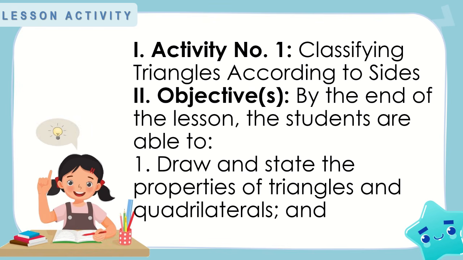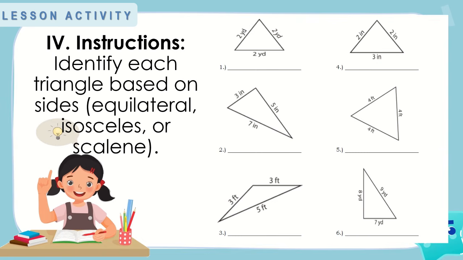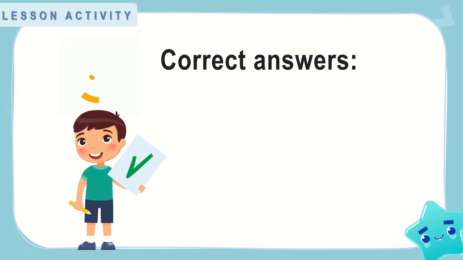For the lesson activity, activity number 1, classifying triangles according to sides. Objectives: by the end of the lesson, the students are able to draw and state the properties of triangles and quadrilaterals, and classify triangles and quadrilaterals according to sides and angles. Materials needed: pen. Identify each triangle based on sides: equilateral, isosceles, or scalene. Here are the correct answers.